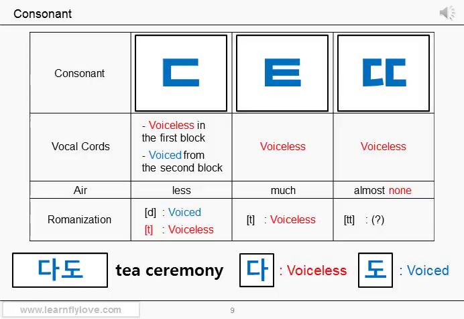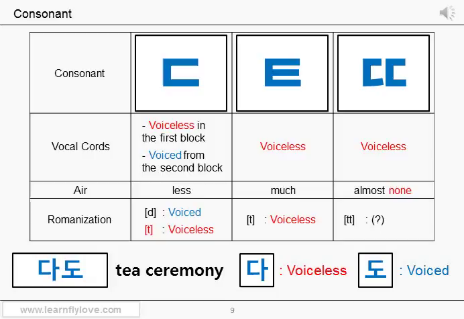But it doesn't sound like the English alphabet T either, at least to Koreans. Therefore, D is the closest sound in English. Exactly the same things we saw in the previous page apply to these three consonants too. The first consonant D is a voiceless sound when it comes as the first sound of a word. It sounds very close to T sound, but Koreans don't think it sounds T at all.